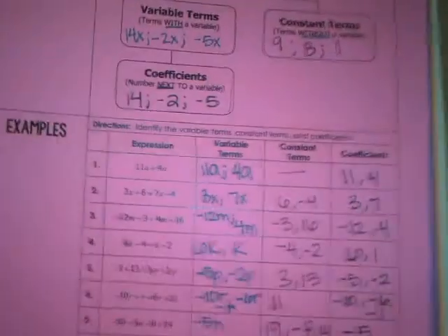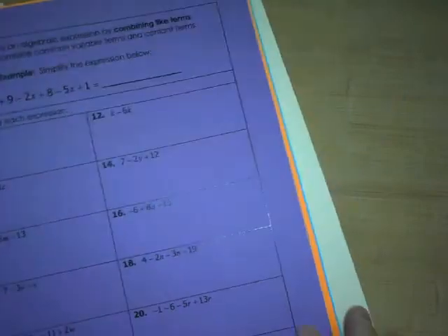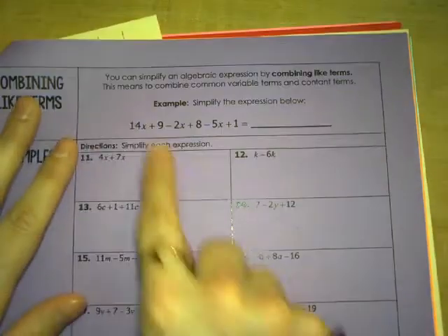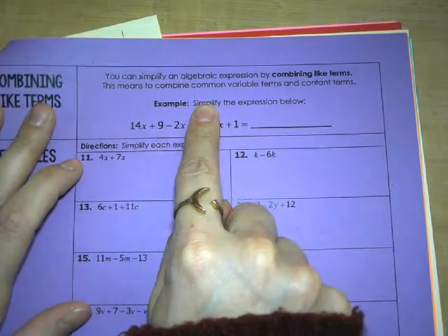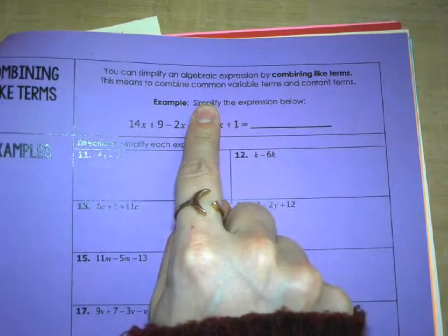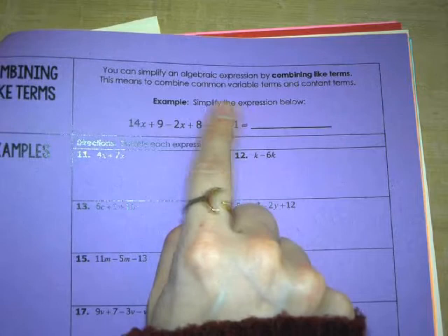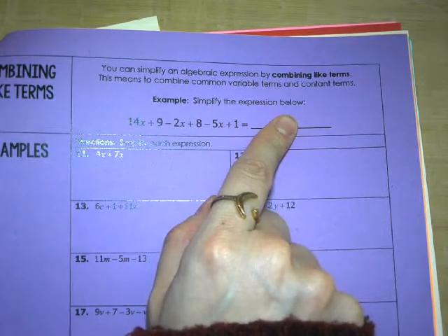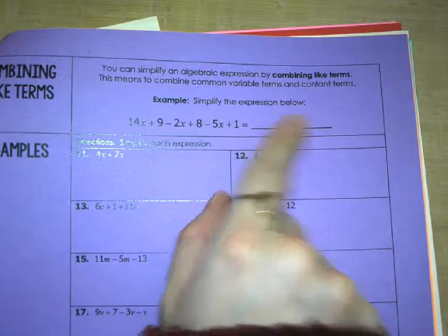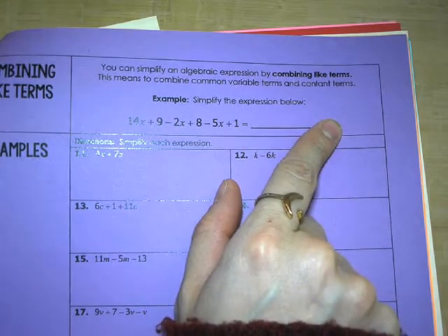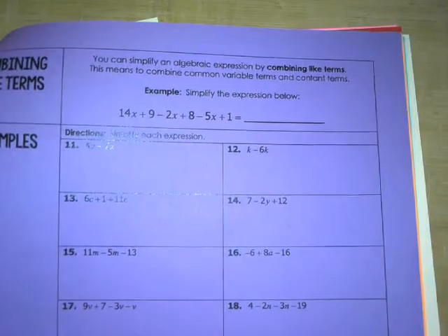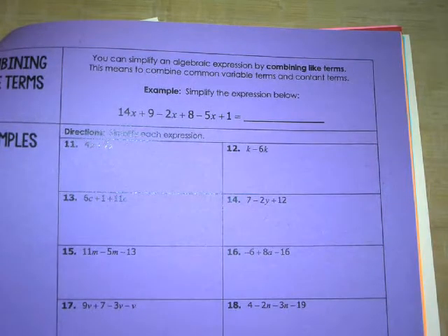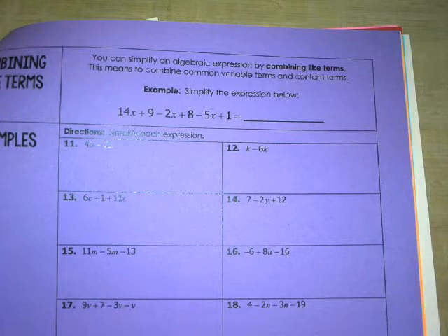So if we go to the next page, purple, I want to combine like terms. You can simplify an algebraic expression by combining like terms. This means to combine common variable terms, meaning a's to a's, b's to b's, so forth and so on down the line, and constant terms together. So, in order to simplify an expression, here's how I teach it to you, and I teach it with color coordinating. So everyone pick a color.